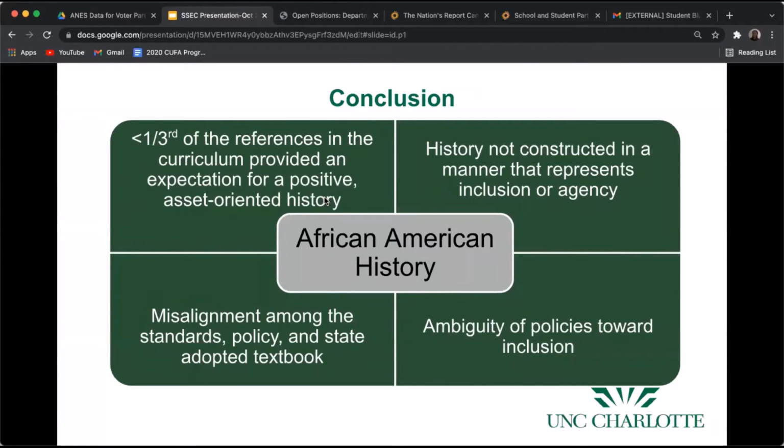And then one of the biggest concluding points that we saw was there was a misalignment between how the state social studies standards and the state policy guide the state adopted textbook, which provides evidence that educational leaders need to thoughtfully examine the purpose and the aim of the official curriculum. Because the policy itself mandates inclusion, but if the textbook, which is the main resource for classroom instruction, does not show that, how then is there an alignment between the policy and the standard itself?